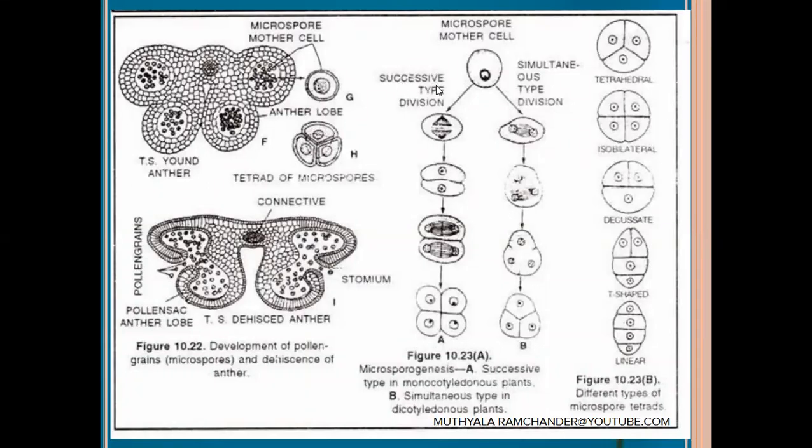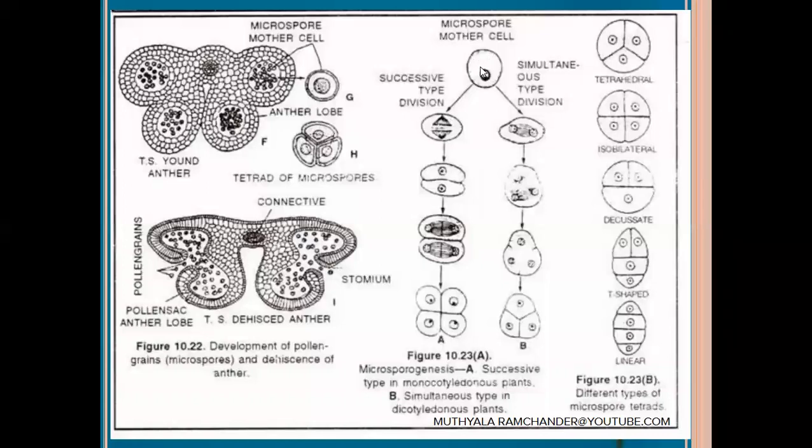See, diploid microspore mother cells participate in the reduction or meiotic division in 2 ways. One is the successive type of meiotic division. The second one is the simultaneous type of meiotic division. First we discuss the successive type of meiotic or reduction division. The diploid microspore mother cell participates in the first meiotic division. Meiotic division contains meiotic 1 and meiotic 2 divisions.